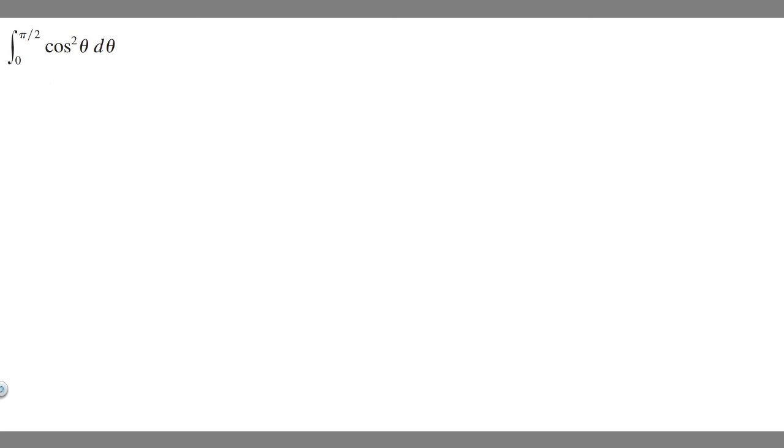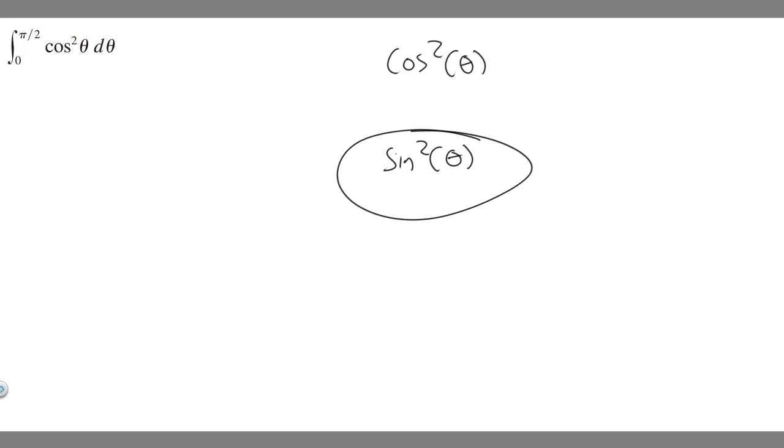In this problem, we're told to find the definite integral from 0 to pi over 2 of the cosine squared of theta d theta. In order to solve this problem, there are some trig identities that you need to know, related to the cosine squared of theta and the sine squared of theta. In this case, you're not going to use the sine squared of theta for this problem, but it's something that you need to know for future ones.